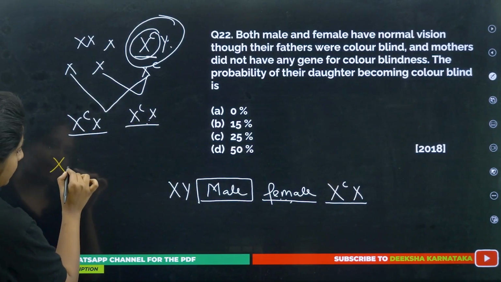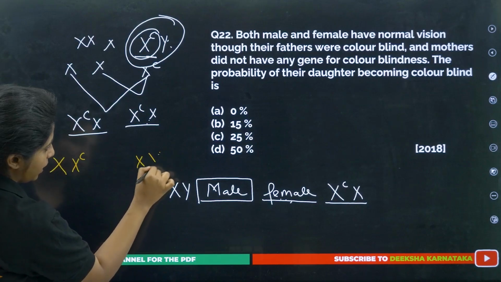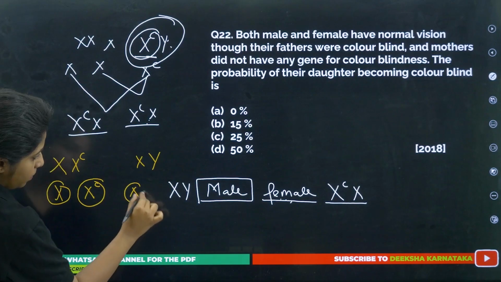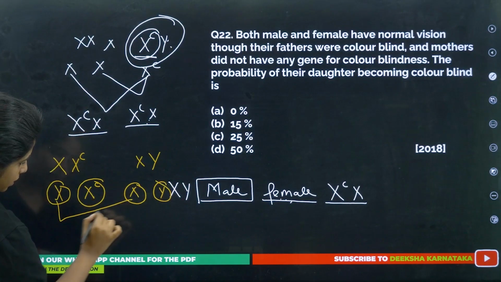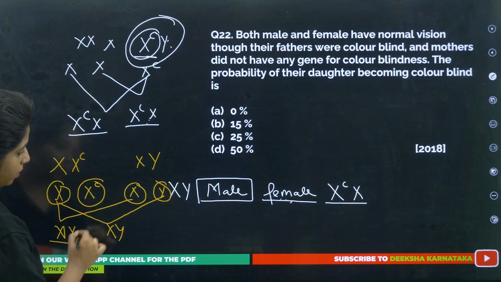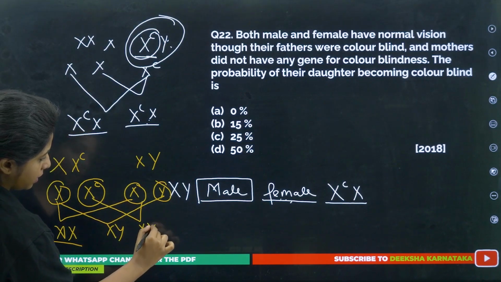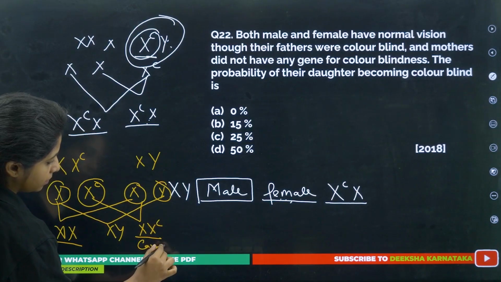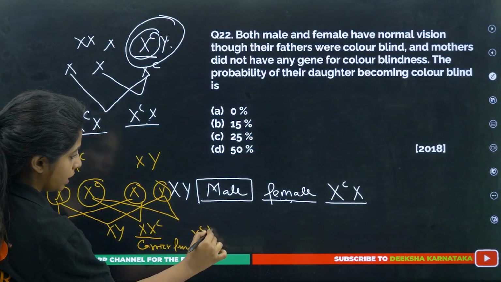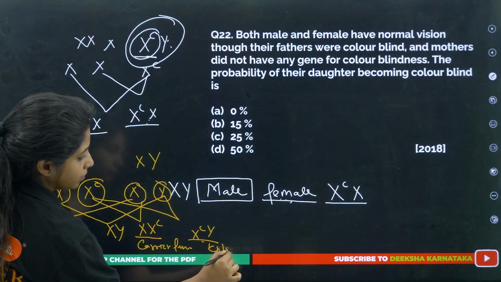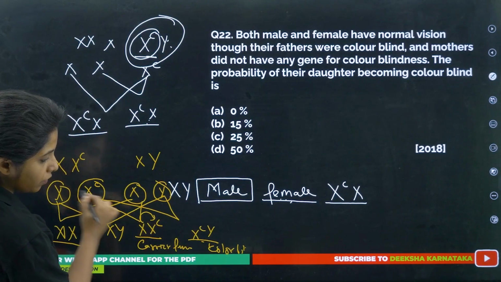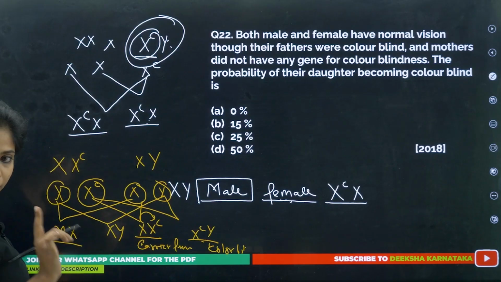So I have X and XC, and X and Y over here. This is gamete number 1, this is gamete number 2, this is gamete number 1, this is gamete number 2. When I fuse this with this, I get XX, a normal female. When I fuse this with this, I get XY, a normal male. When I fuse this with this, I get XXC, a carrier female. When I fuse this with this, I get XCY, a colorblind male. Why a colorblind male? Because there is no one to overshadow the effect. Over here, there is someone to overshadow the effect, so this would be a carrier, not a colorblind person.